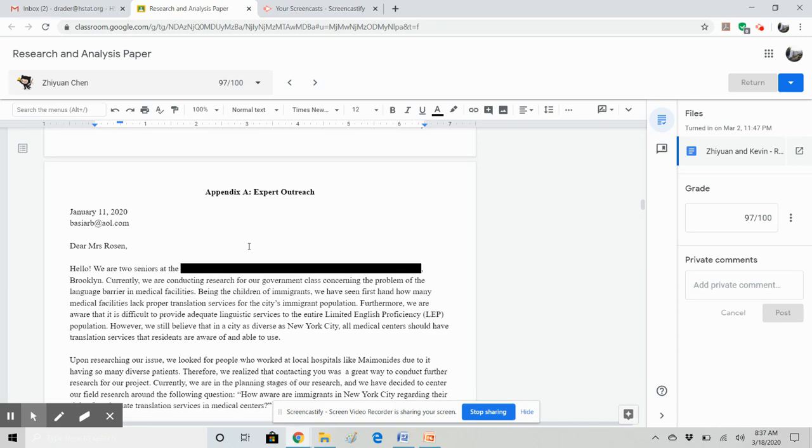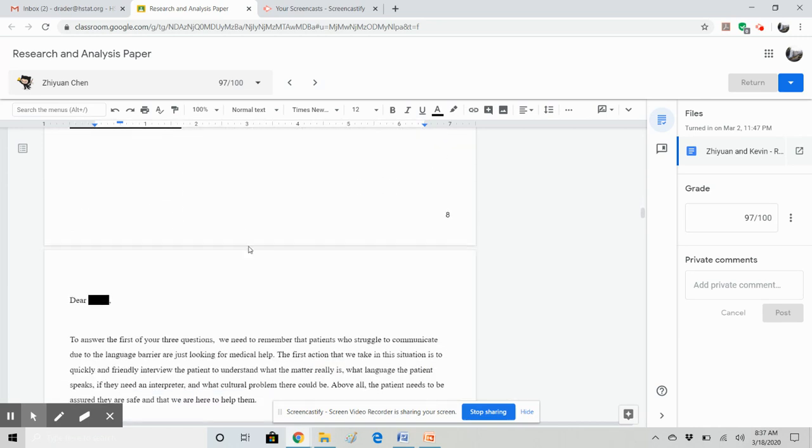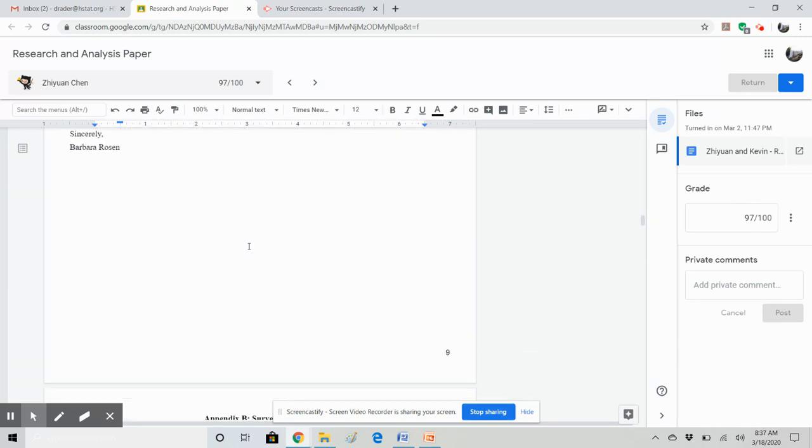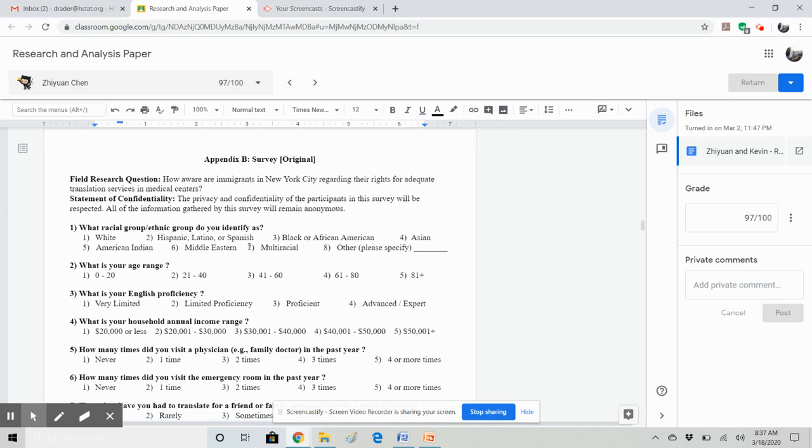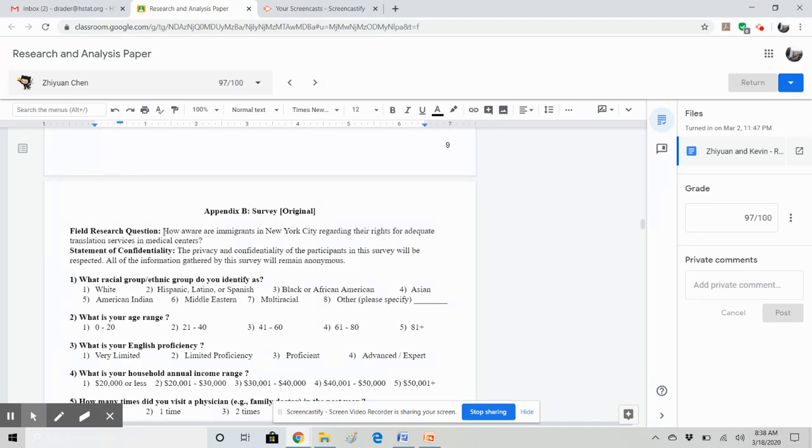This is their letter to their expert. Their responses from their expert. This is their surveys. Notice the field research question. It's really looking at knowledge. They ask, how aware are immigrants in New York City regarding their rights for adequate translation services?